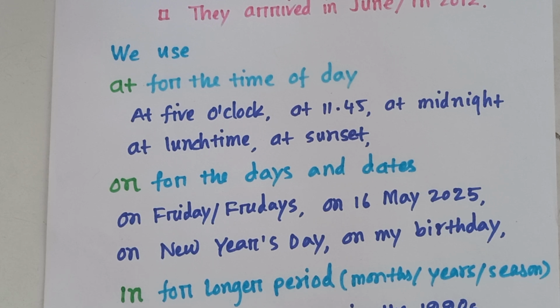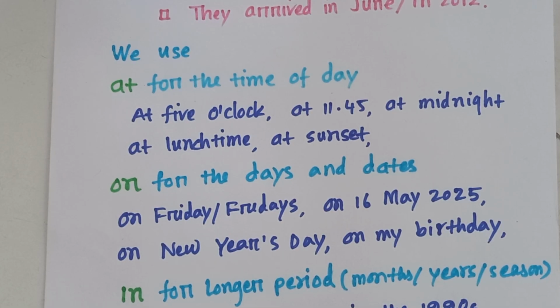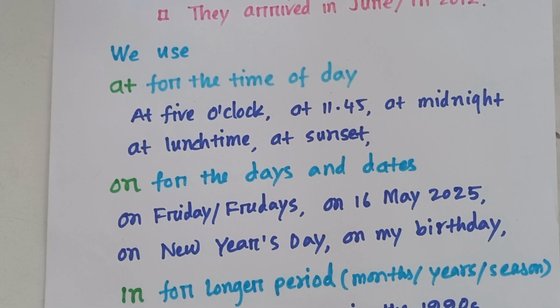So we use on 17 May, on 13 May, on 15 May, any other date with the month. We use on New Year's Day. It's one of the special days. There are many special days. For example, 21st February is our Victory Day, so we can say on 21st February. On my birthday, it's my special day, so we use on my birthday.